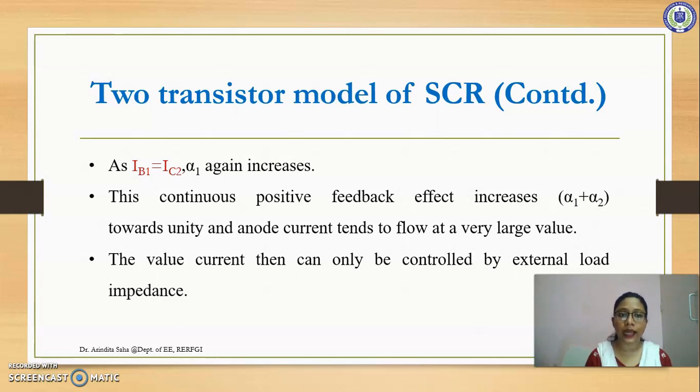So we can say that this is a continuous positive feedback which increases alpha 1 plus alpha 2 towards unity, and the anode current tends to flow at a very large value. So this is a continuous regeneration process. After this has been achieved, we can remove the gate current, and the regeneration will still continue. So this value of current which is increasing can be controlled by an external load impedance.